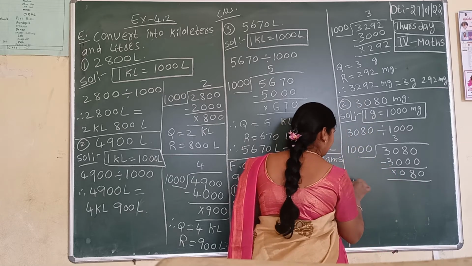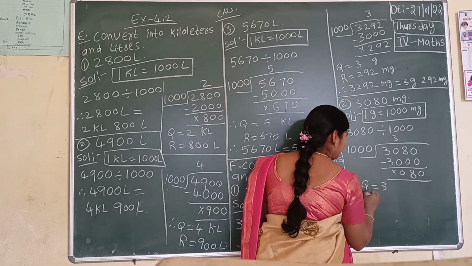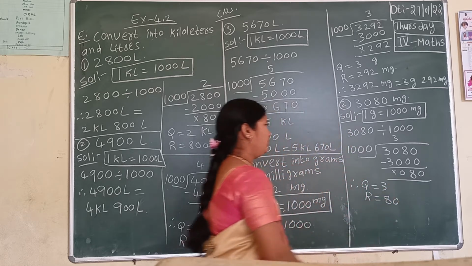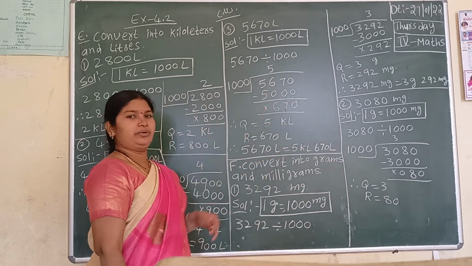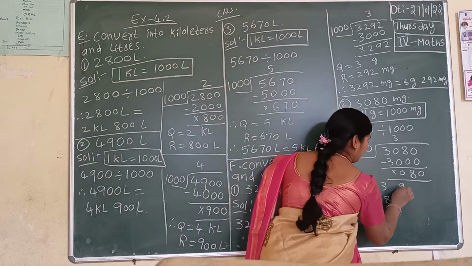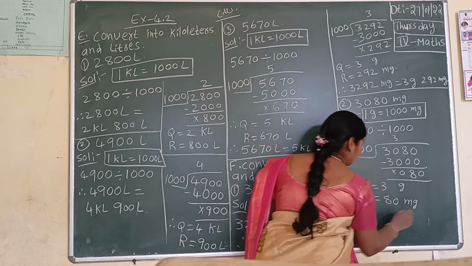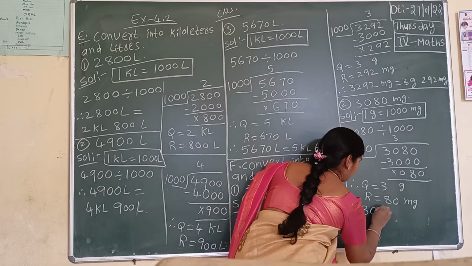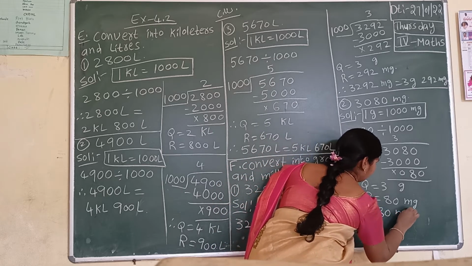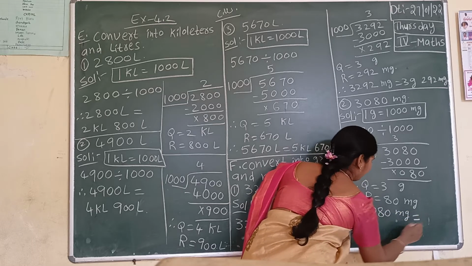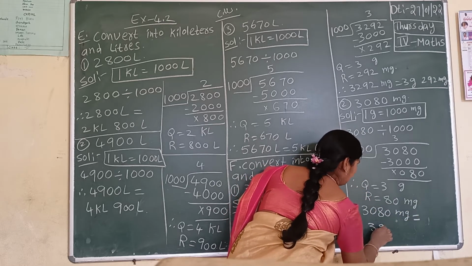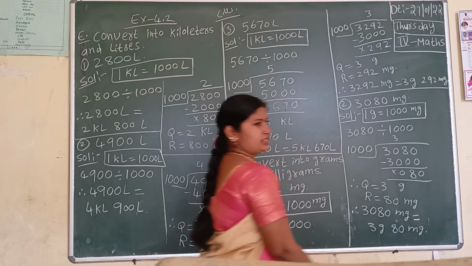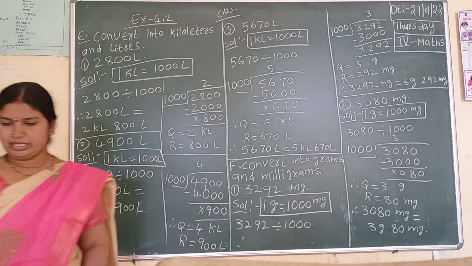What is the quotient here? Quotient is 3, remainder is 80. Quotient becomes grams, okay, and 80 becomes milligrams. Therefore, write down the given question: 3080 milligrams equal to 3 grams and 80 milligrams. It is your answer.